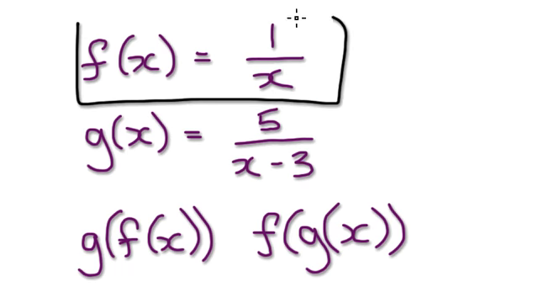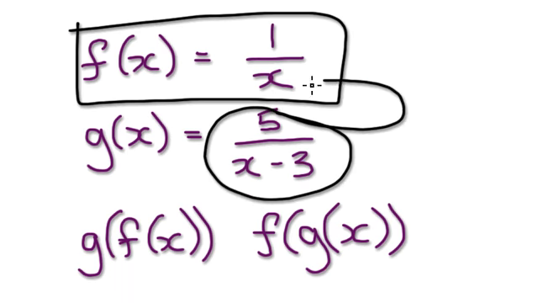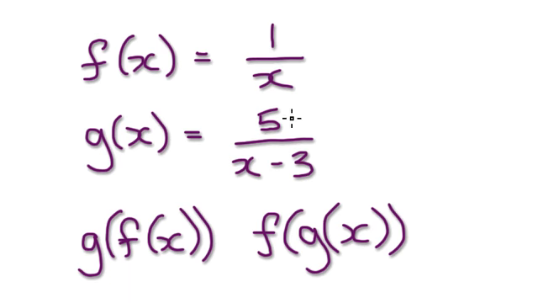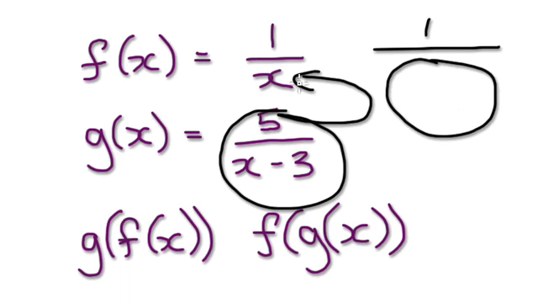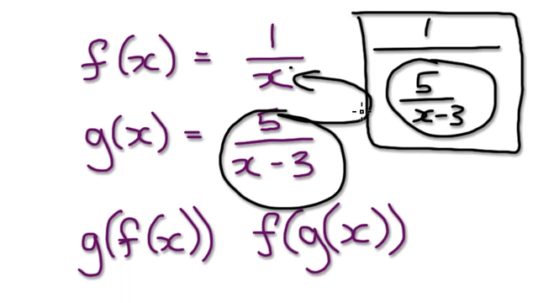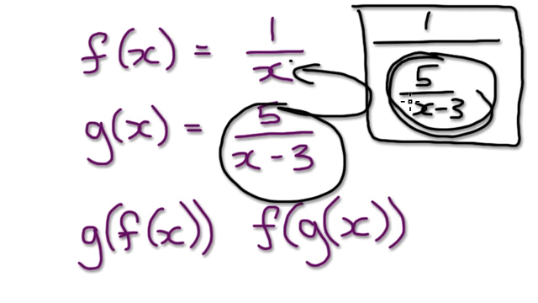Now let's look at this function here. Remember that we are going to put this into here, meaning we're going to have 1 over, well, don't forget this bubble here is x. This bubble here is x. So we're going to put this into the bubble here. So it will become 1 over 5 over x minus 3. So now tidy this up. Whenever you have a function within a function, tidy up.